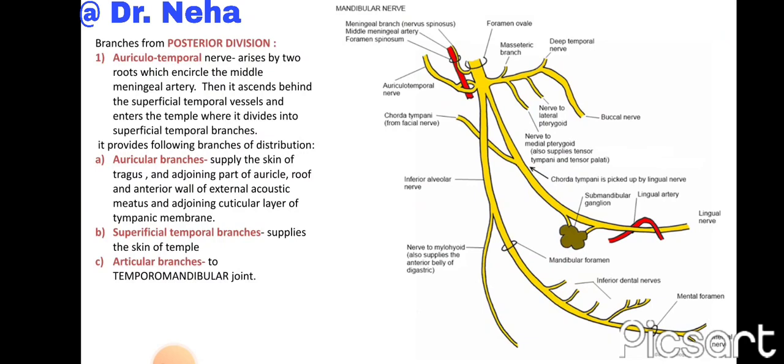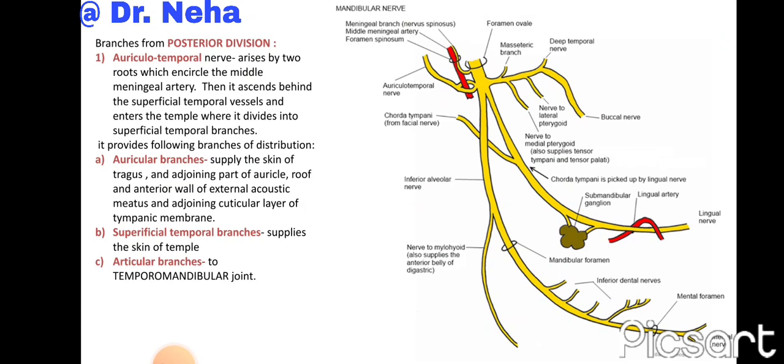Now branches from posterior division. First is auriculotemporal nerve. Auriculotemporal nerve arises by two roots which encircle the middle meningeal artery. Then it ascends behind the superficial temporal vessels and enters the temple where it divides into superficial temporal branches. It provides following branches of distribution.